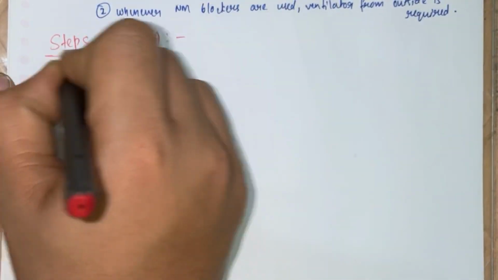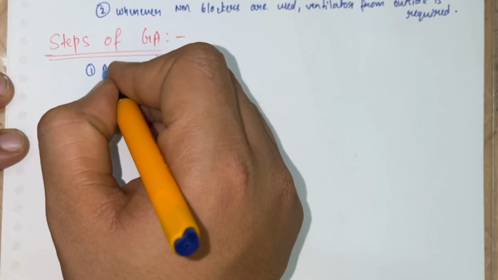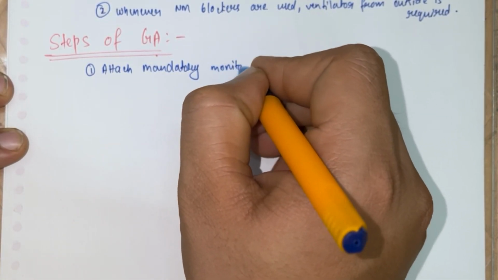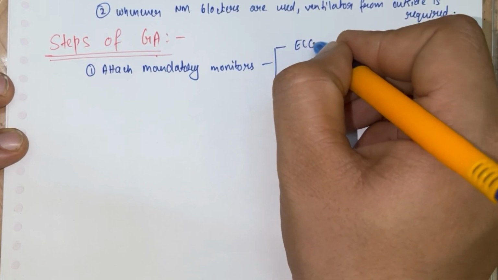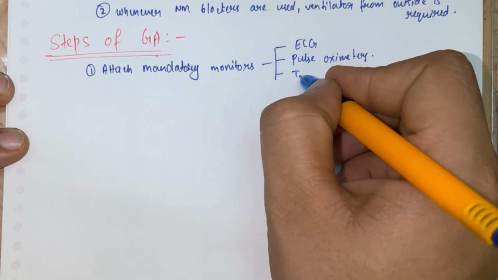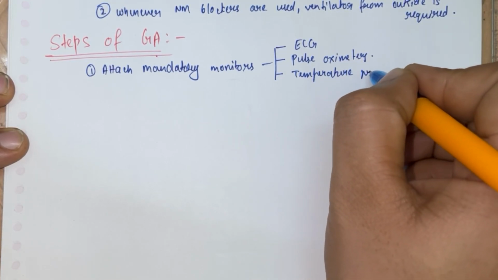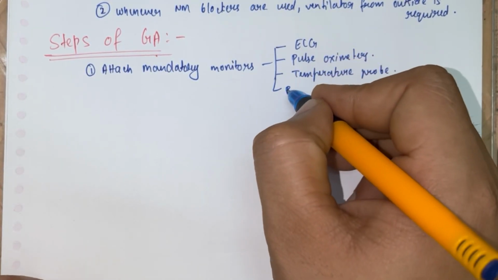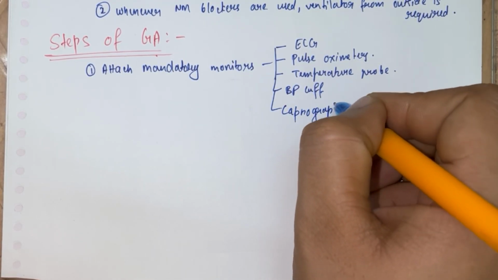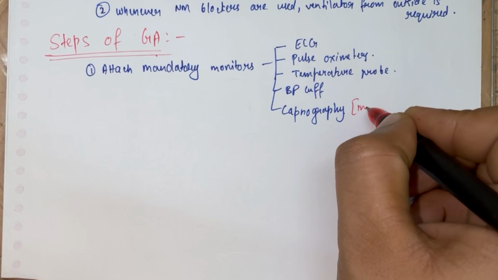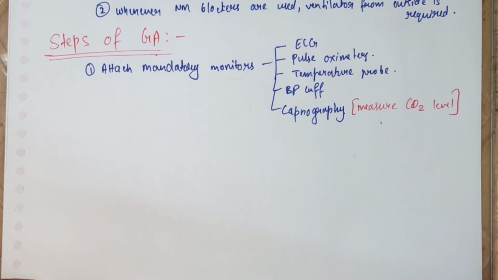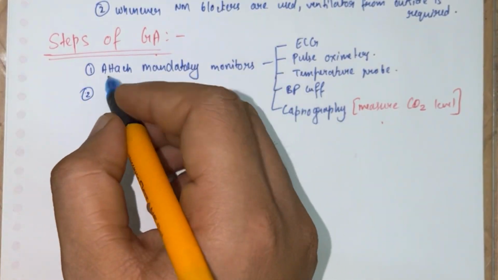Now we talk about the steps of general anesthesia. What are the steps we perform to do general anesthesia? First, we attach the mandatory monitors. What are the basic monitors? The ECG, the pulse oximeter, the temperature probe, which is very important, the blood pressure cuff, which we generally use to monitor the BP, and the capnometer. The capnometer is a device used to measure the CO2 level. So these are the basic monitors we have to attach.